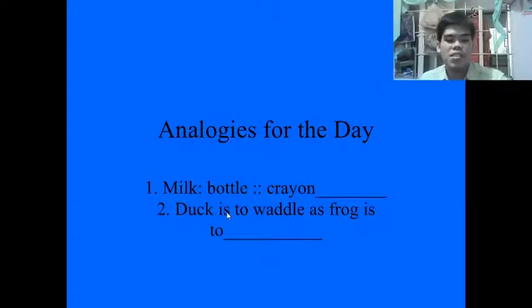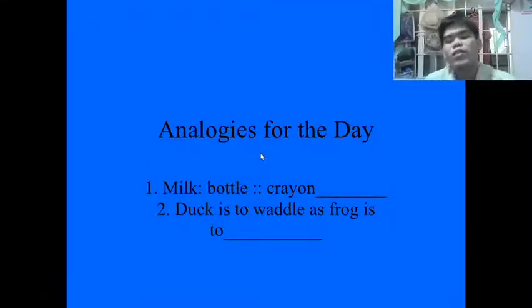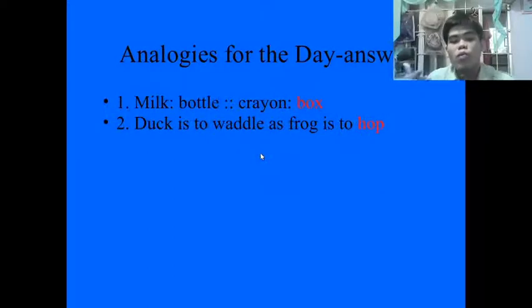More analogies. So milk, bottle, crayon. Where do you think we should put crayons? We will show later. While duck is to waddle, as frog is to. Okay, so crayon, where should we put the crayons? In a box. So duck is to waddle, the way they move, while frog, of course, the way they move is they hop around.